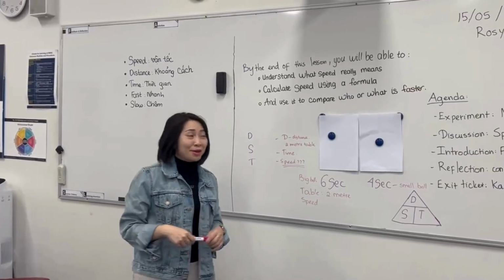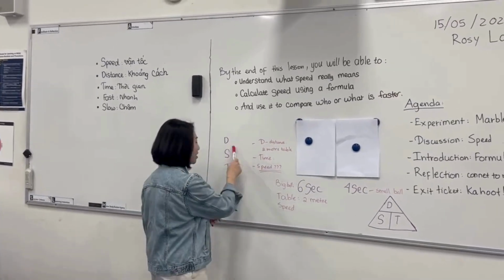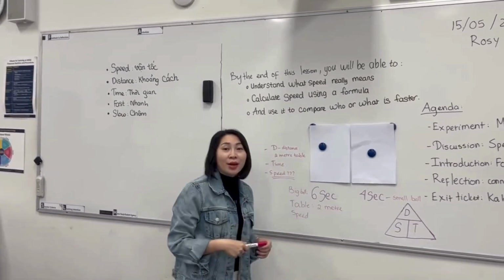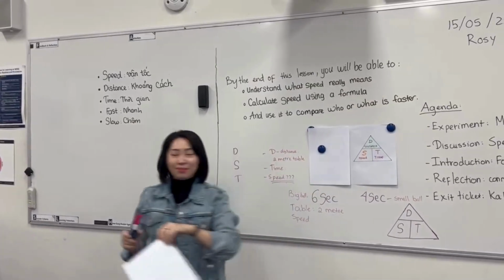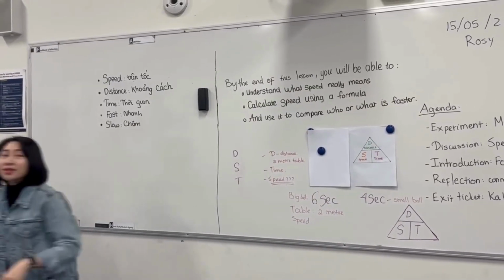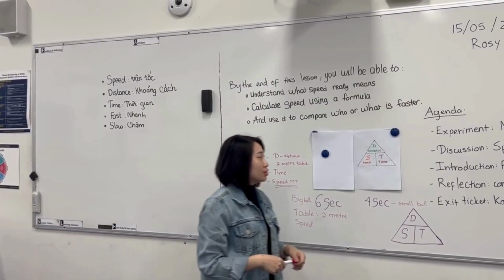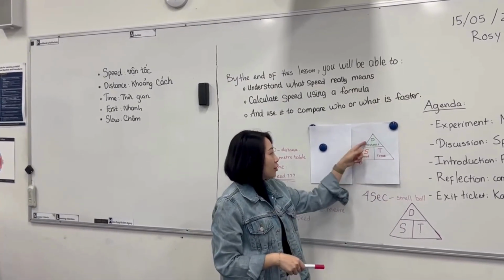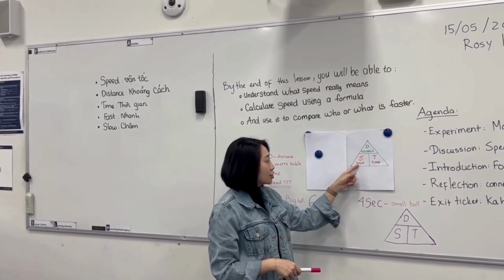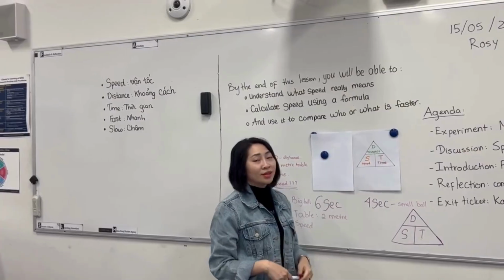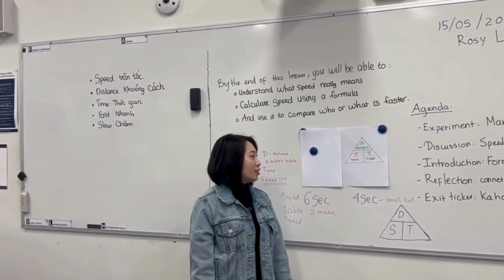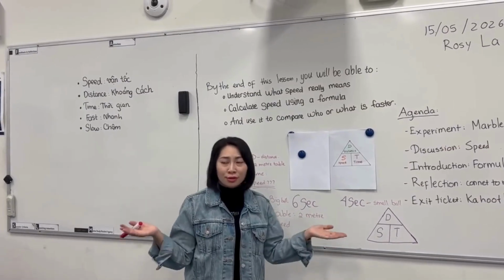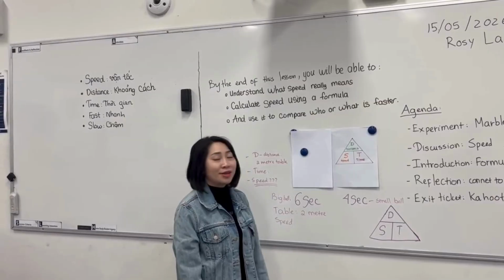Okay, thank you very much for helping me to organize this, and this is exactly what I want to show you here. So this is the formula that I want to introduce to you today. So we have D for distance, S for speed, T for time. You might be wondering, what is this about? We don't know. Yeah, of course, that's why I'm here for you.